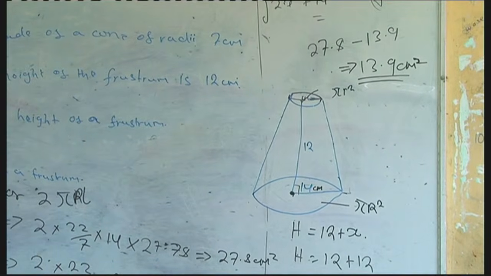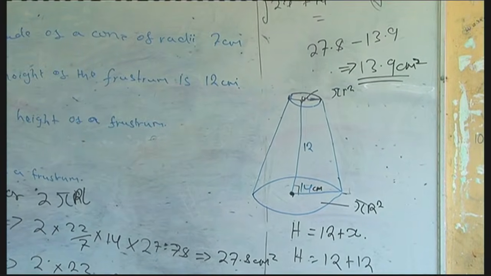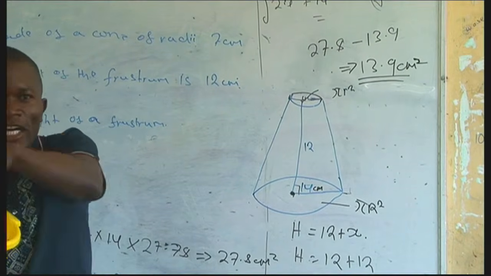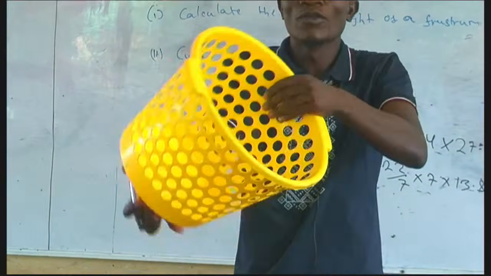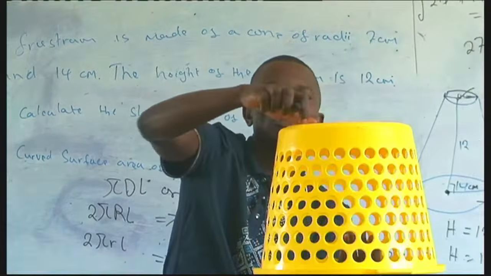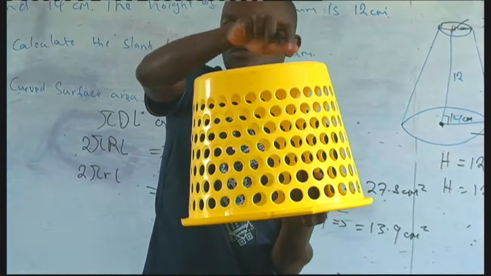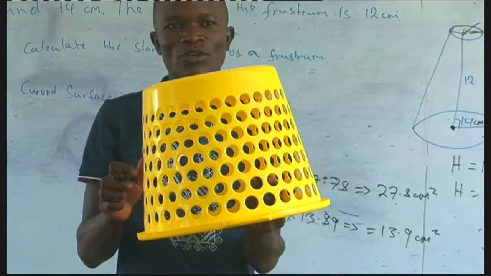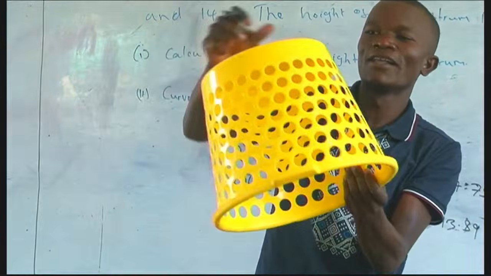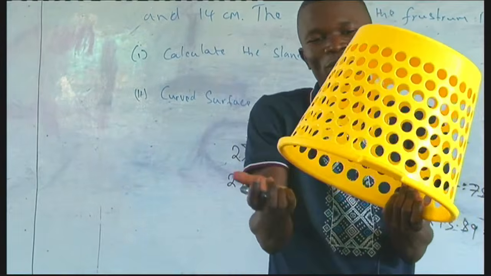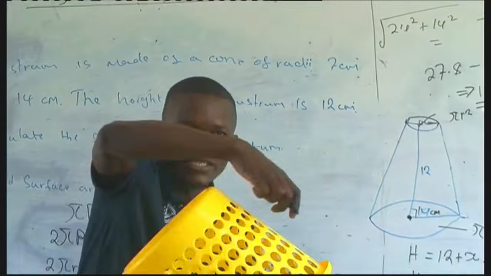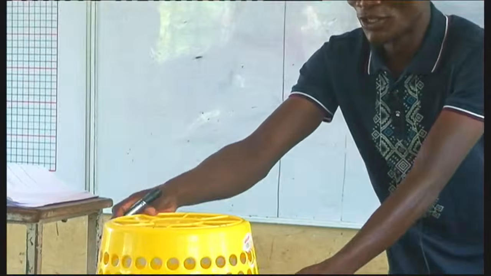But assuming our frustum is open like this, what do you need to do? Take the curved surface and the one part which is there. If it is open at the bottom, add the upper part alone. If it is open at the top, add the base alone, plus the curved surface.